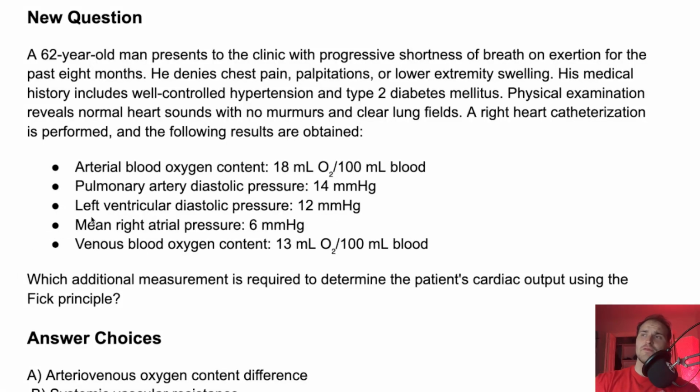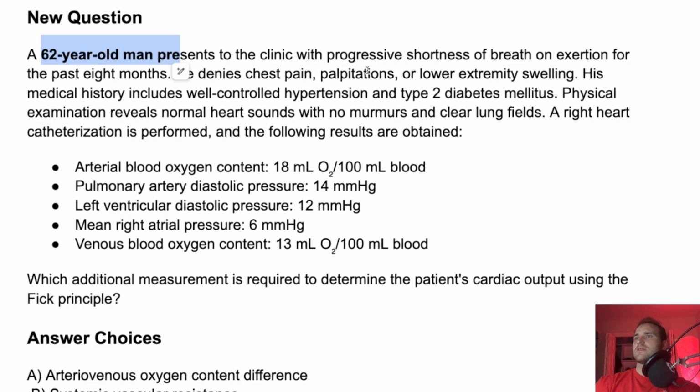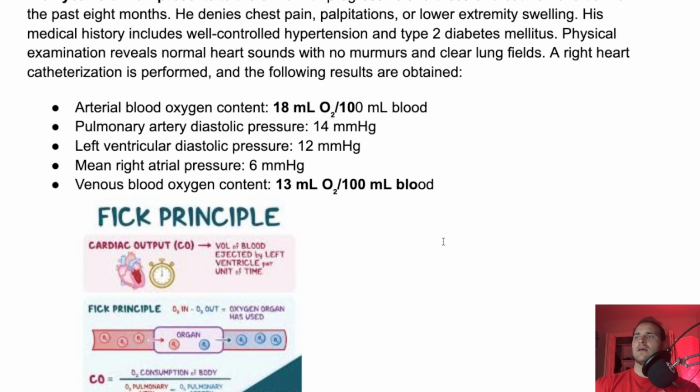Well, Fick's equation confused me, so I want to make this very simple in a video so we don't miss this on Step 1. A 62-year-old man presents with some shortness of breath and denies chest pain, all this stuff, and we have a right heart catheterization, and the following is obtained. So we have his arterial, his pulmonary diastolic, his mean arterial pressure, and his venous. Okay, so this should be making us think of, voila, the Fick principle.